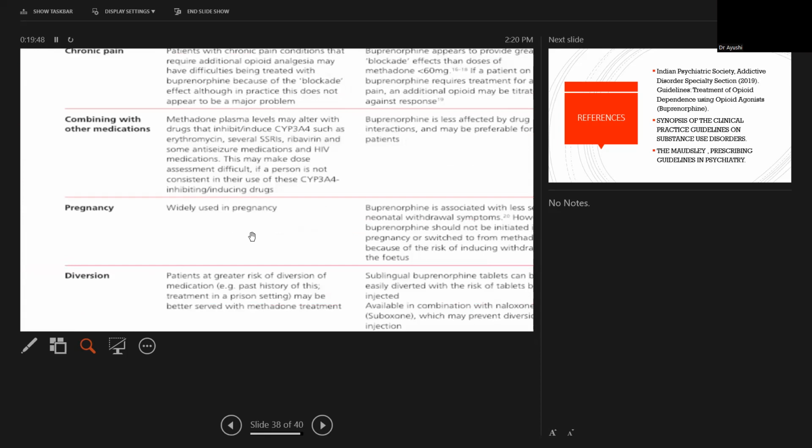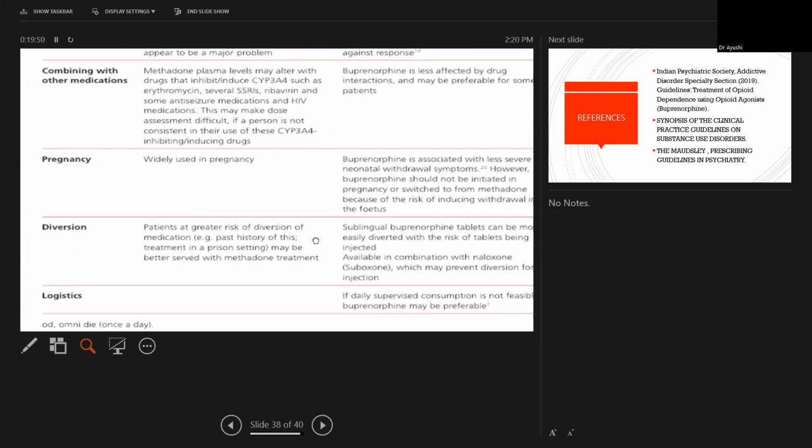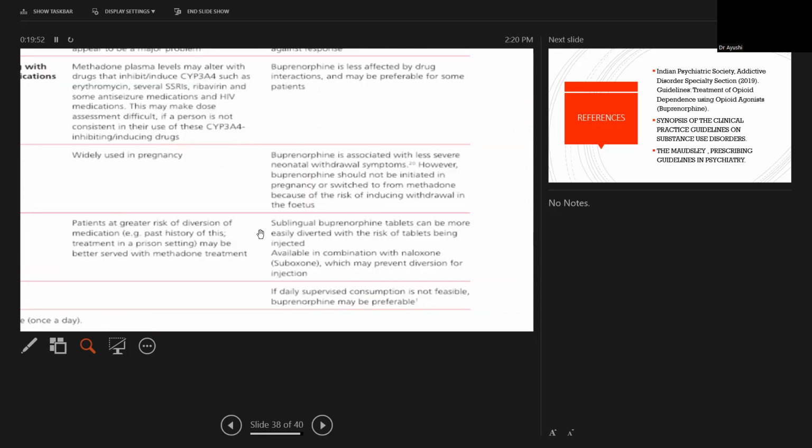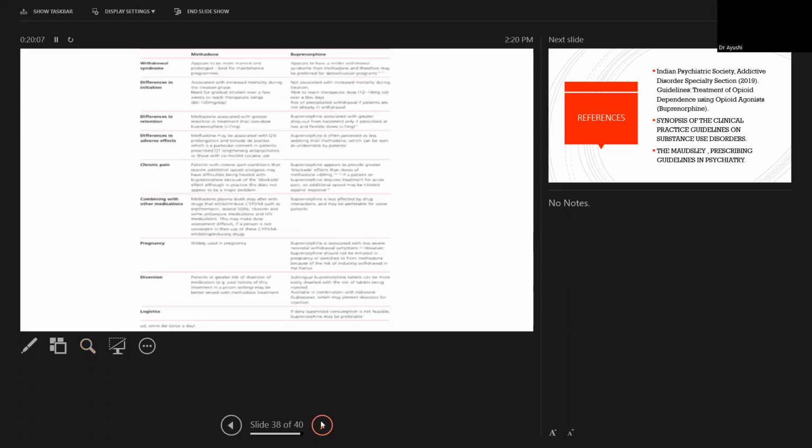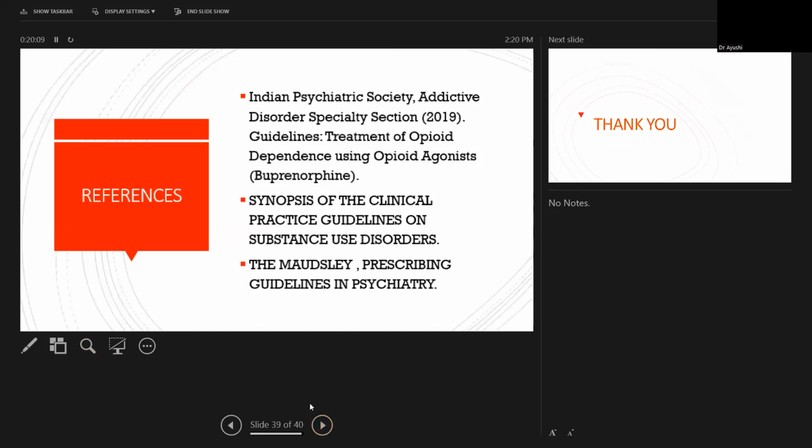In pregnancy, methadone is widely used. Buprenorphine is associated with less severe neonatal withdrawal symptoms. However, it should not be initiated in pregnancy or switched to from methadone because of the risk of inducing withdrawal in the fetus. These are my references.